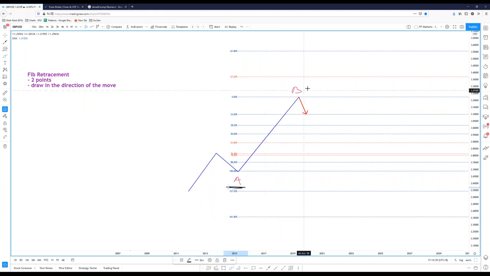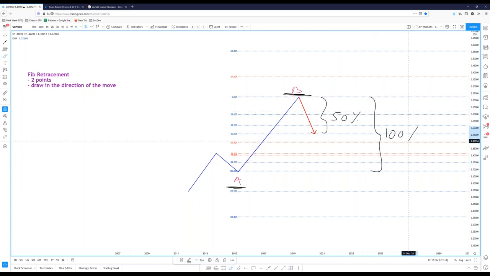Let me just change the pen color. The move from A to B, this is the original move. When price comes to 23.6%, it means that this retracement is 23.6% of the entire 100%. So this is 23.6, and this is 100%. I hope you guys are getting the idea here. By extension, the story is the same. When price comes all the way down to 50%, it means that price has retraced 50% of the original move. So this portion here is about 50% of the full 100%. It's exactly half.